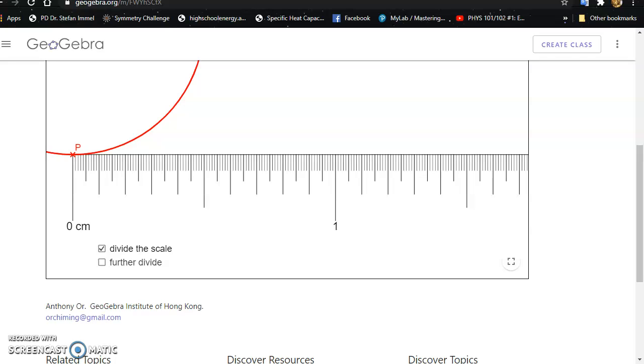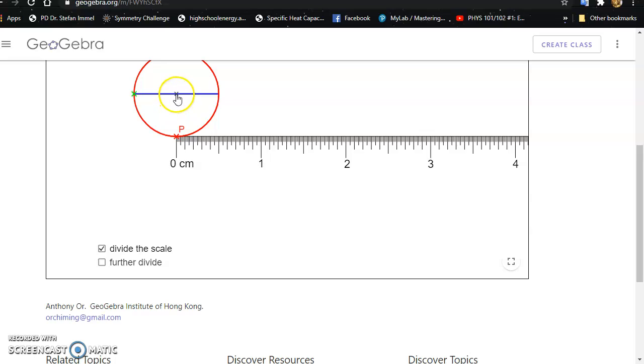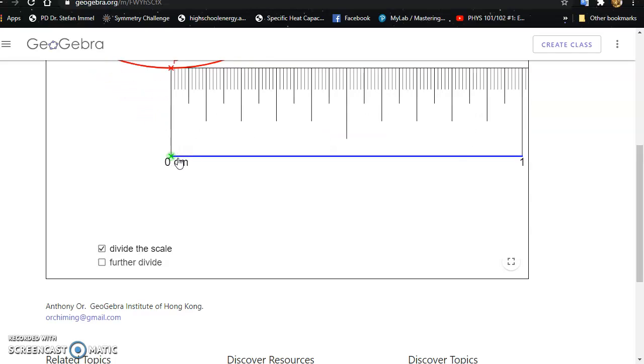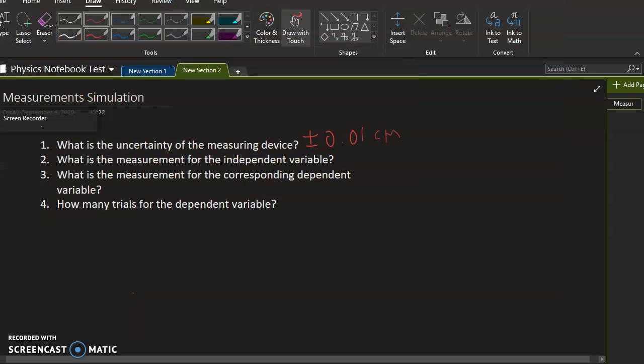Okay. I can zoom back out and I can measure the radius by grabbing this green X and moving it down to the middle of the 0 centimeter line, and then I can estimate here along the length that the radius of the circle is half of a centimeter. So I'll record that measurement.